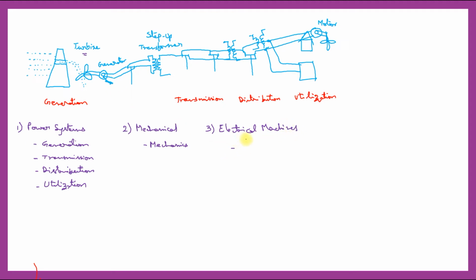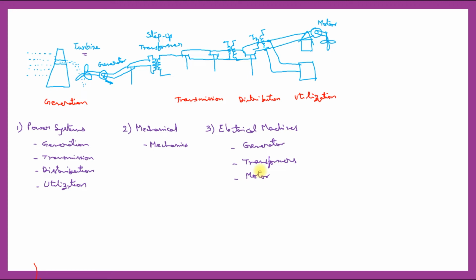So let me write that part only. So generator. Even transformer is also a part of electrical machines only. So it is transformers, and motor is also part of electrical machines only. So these are the electrical machines. You have to have a very good insight into electrical machines also. So you have to learn all these things: generator, transformers, motors. Of course it may be divided into AC machines and DC machines. Even transformer is also an AC machine, but it is a static machine.